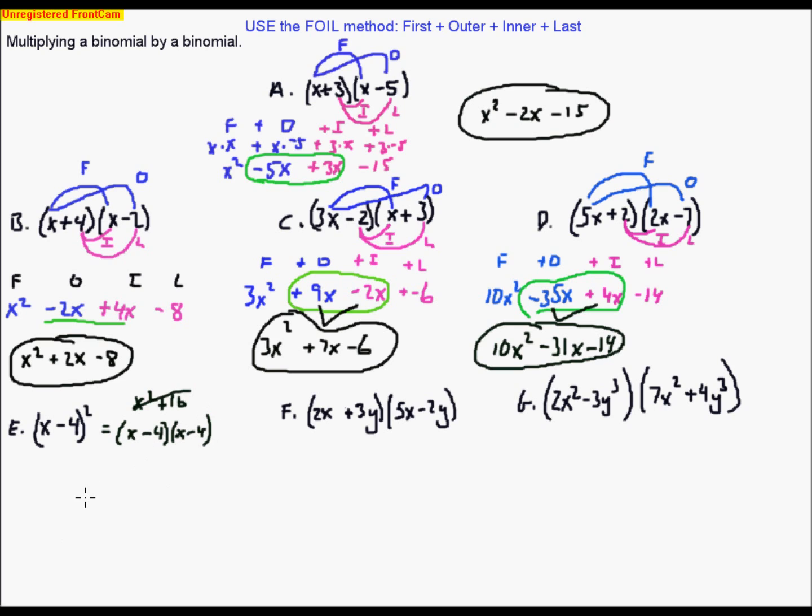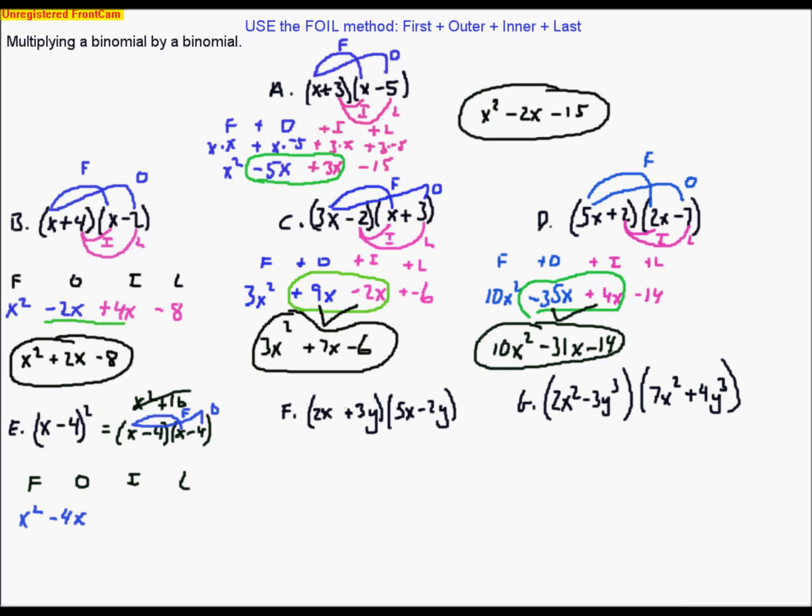And so from this point, we're going to write down our first, our outer, our inner, and our last terms. And so we'll go ahead and multiply those first terms here. And remember, it's going to be an x times x. Those are our first terms, make x squared. The outside terms are x and negative 4. That makes a negative 4x.